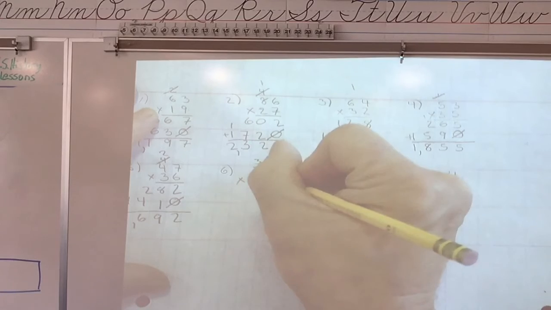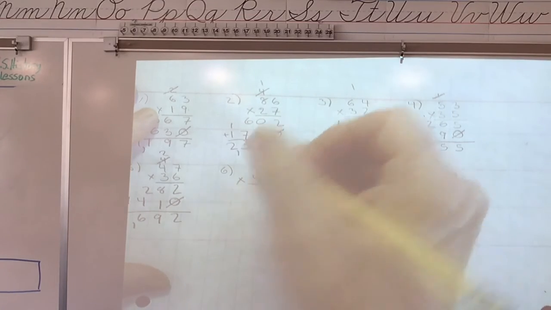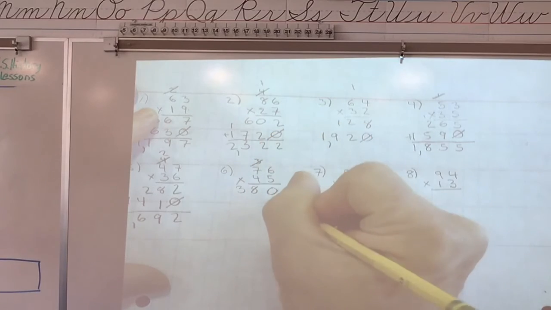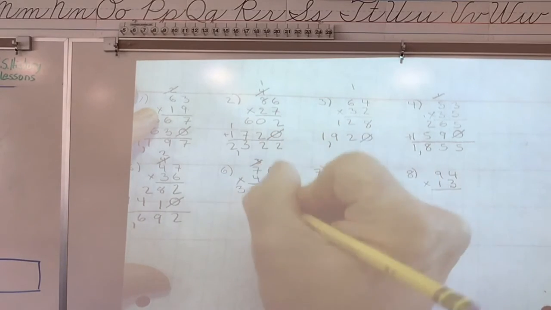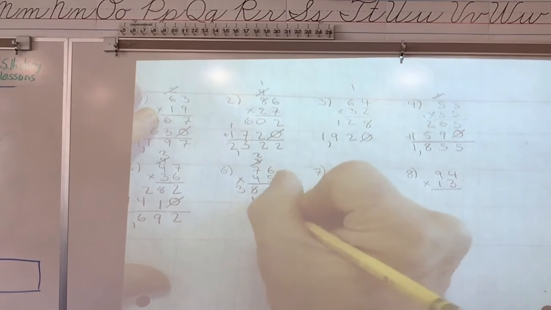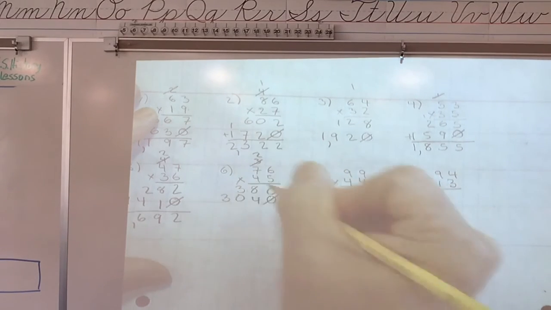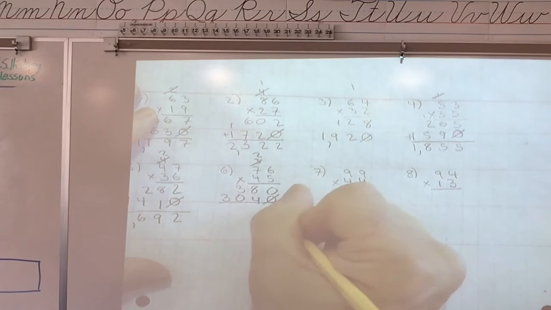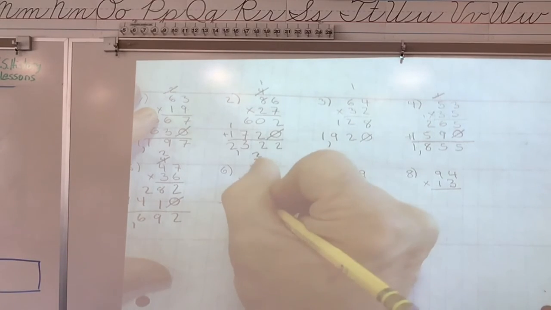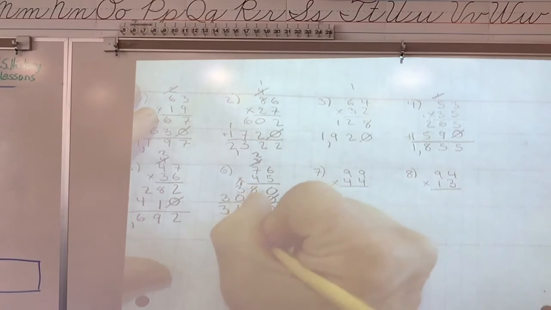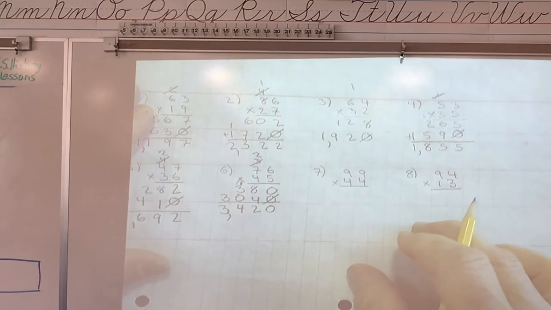Next one. 5 times 6 is 30. 5 times 7 is 35, 36, 37, 38. Make sure to add that in. 4 times 6 is 24. 4 times 7 is 28, 29, 30. My answer is 3,420.